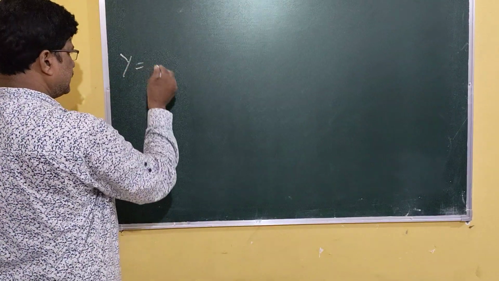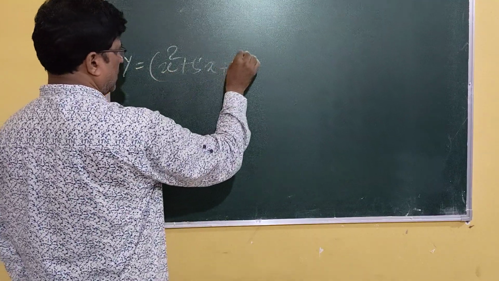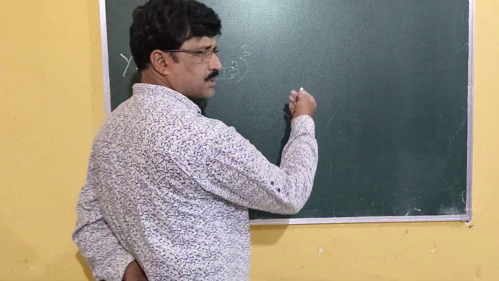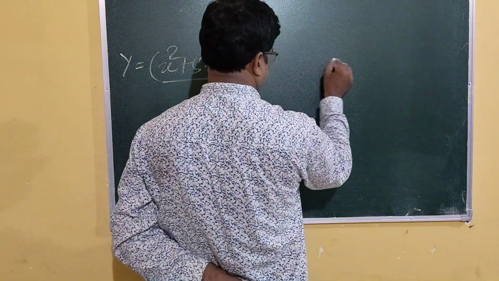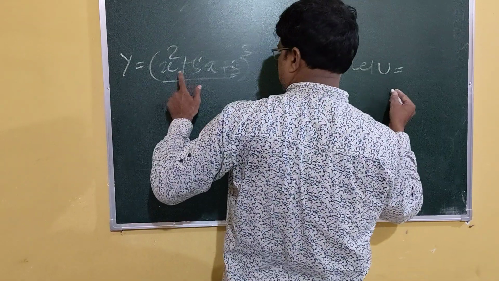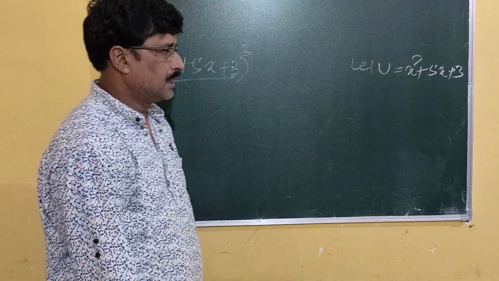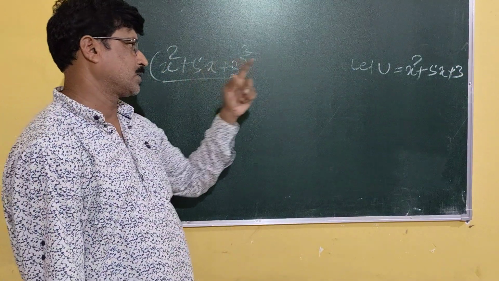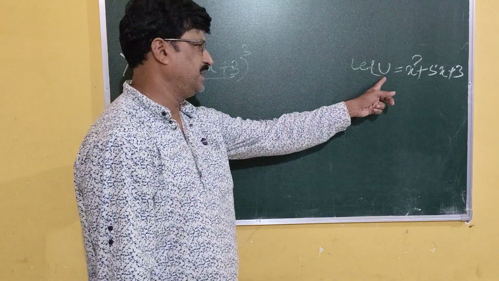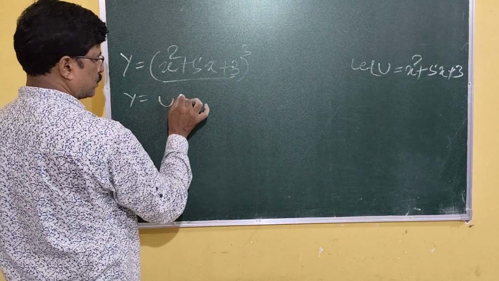Let y is equal to x square plus 5x plus 3 whole cube. Okay, here we can put this one as another variable for simplification. So let u is equal to x square plus 5x plus 3. I changed x square plus 5x plus 3 to u for my convenience. You can put v as you wish. Now it becomes y is equal to u to the power 3.